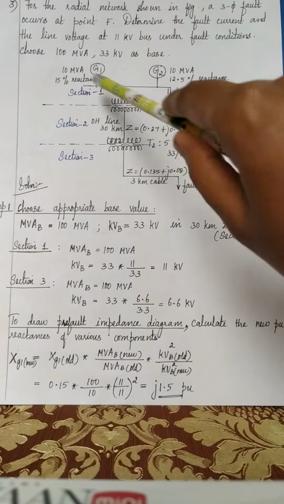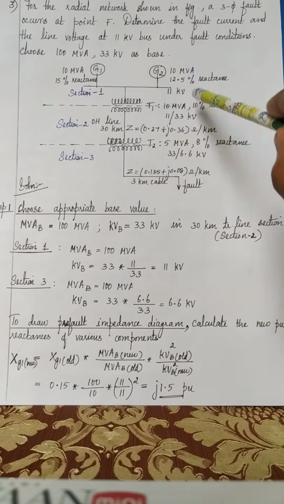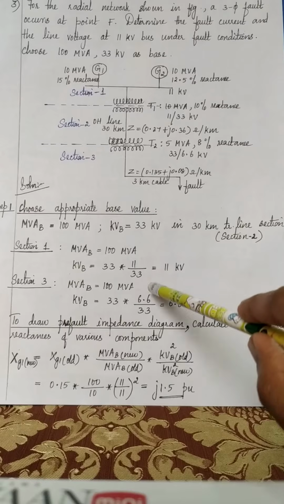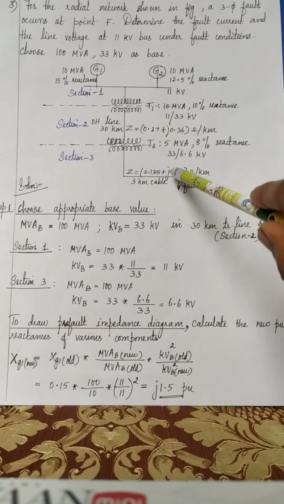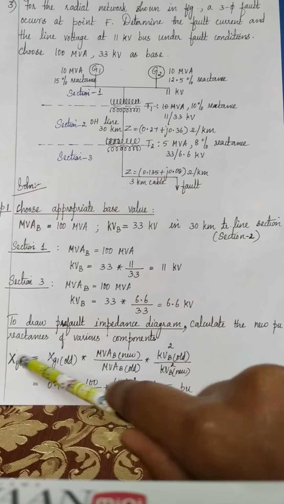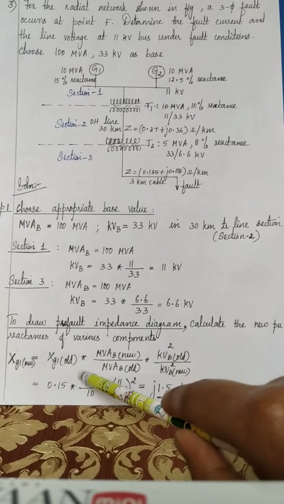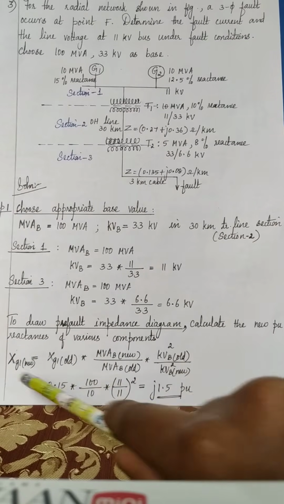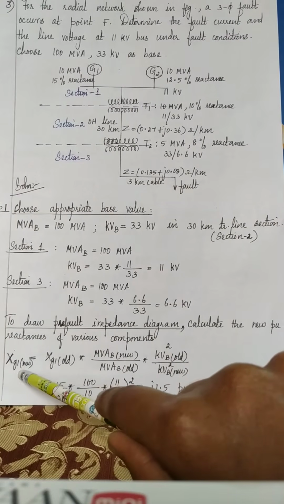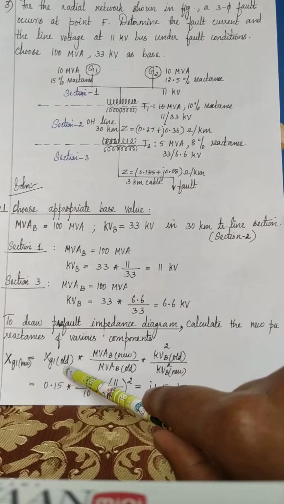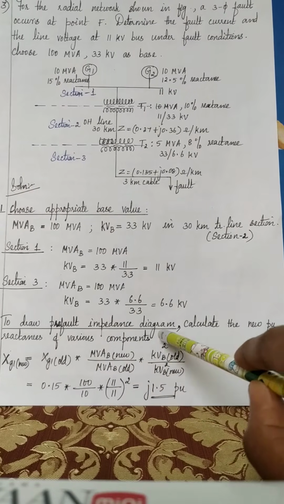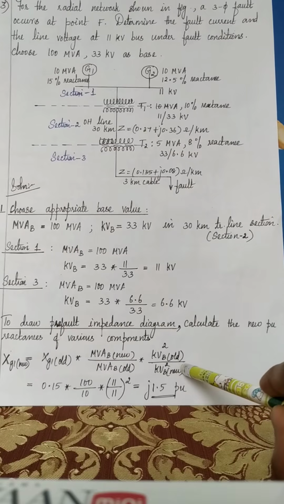All the components are given with the old per unit reactance. Since we have the new base value in the respective sections, you have to calculate the new reactance value. So this is the procedure we have used for so many problems in module 1. Generator 1 new reactance Xg1 new is equal to Xg1 old into MVAB new by MVAB old into KVB old square by KVB new square.